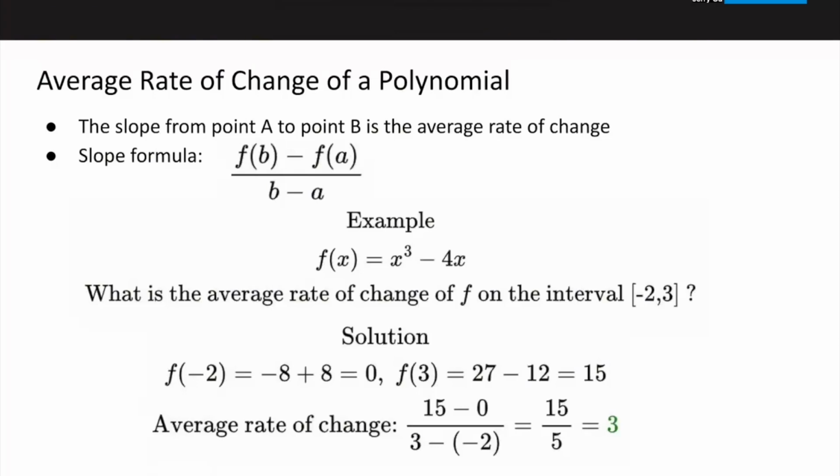The average rate of change between 2 points on a polynomial is just the slope between those 2 points. For example, if I have a polynomial, f of x equals x cubed minus 4x, and you're asked to find the average rate of change of f on the interval -2, 3, well, the average rate of change will be f of b minus f of a, so f of 3 minus f of -2 would just be 15, and you divide that by b minus a, which is just 5, and you'll get 3.